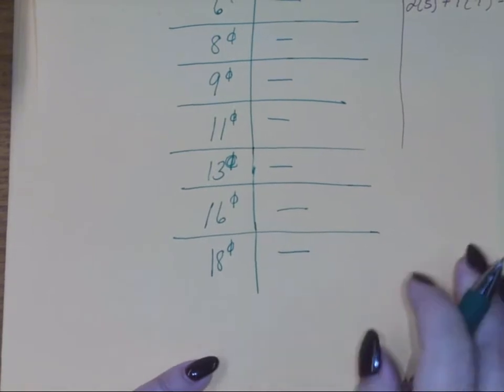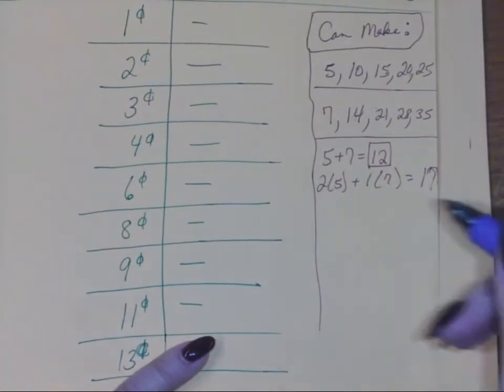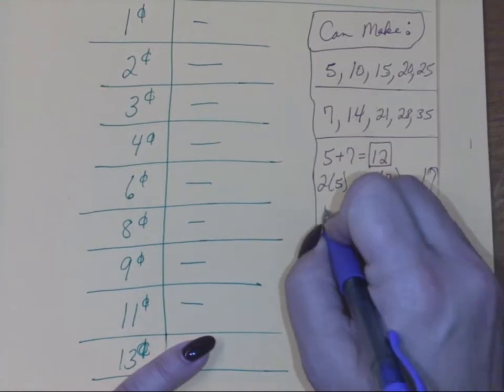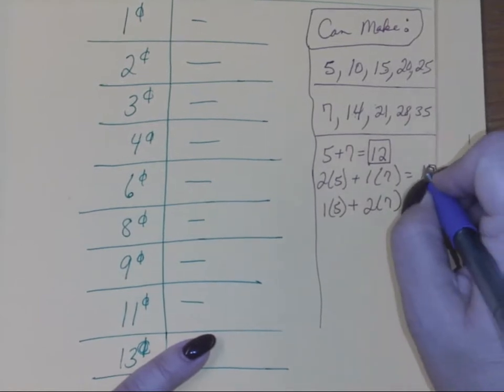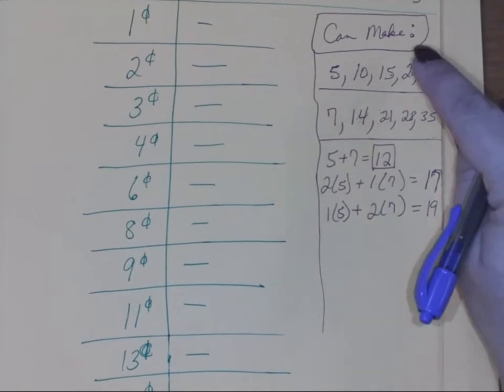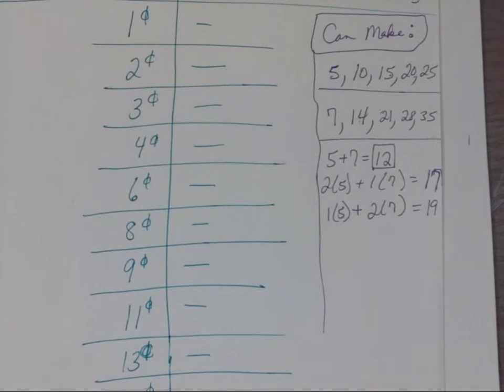That's impossible. But I just did 19, right? I just summed that one up. So that was 2 sevens was 14 plus 1 5 gave me 19, right? Okay, so we know 20 works. We know 21 works because those are just multiples of 5 and 7.